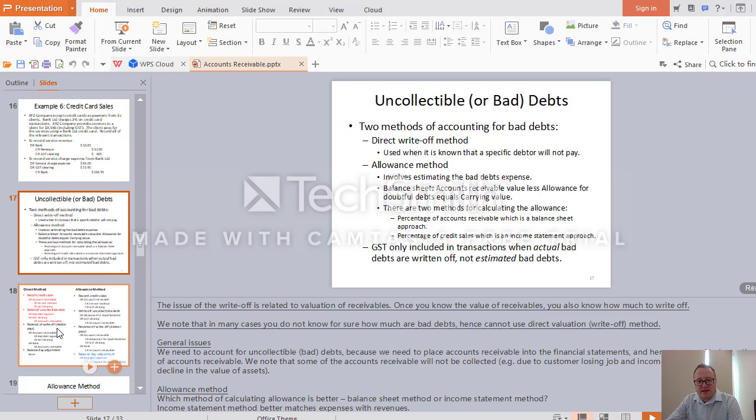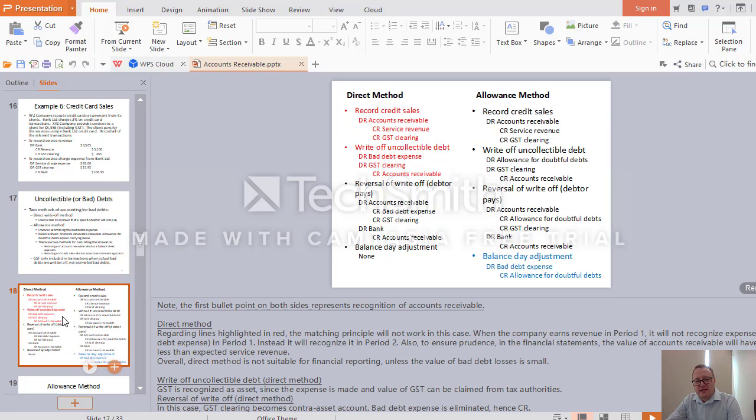Let's look at this slide, at the left hand side. You first record your credit sales, so you debit accounts receivable, your asset, and you record the revenue that is smaller than that, and GST clearing. After that, you write off your uncollectible debts. You will debit bad debt expense, which is an expense account, against accounts receivable. Of course, your bad debt expense may be smaller than accounts receivable if there is GST in that country. And that's it.